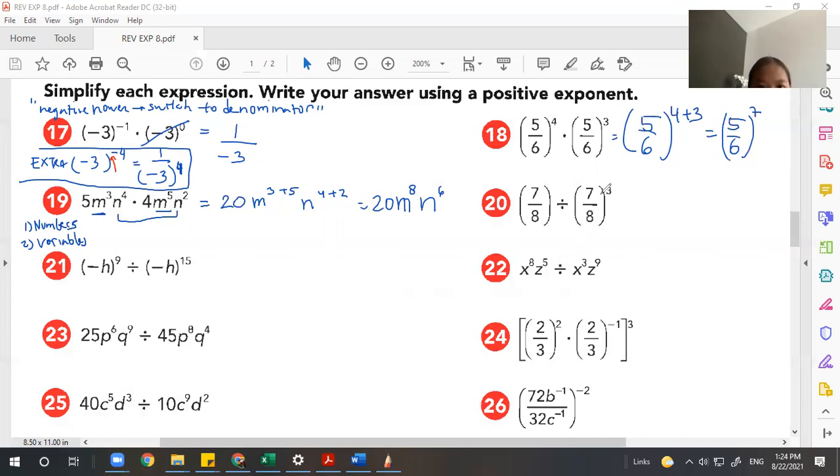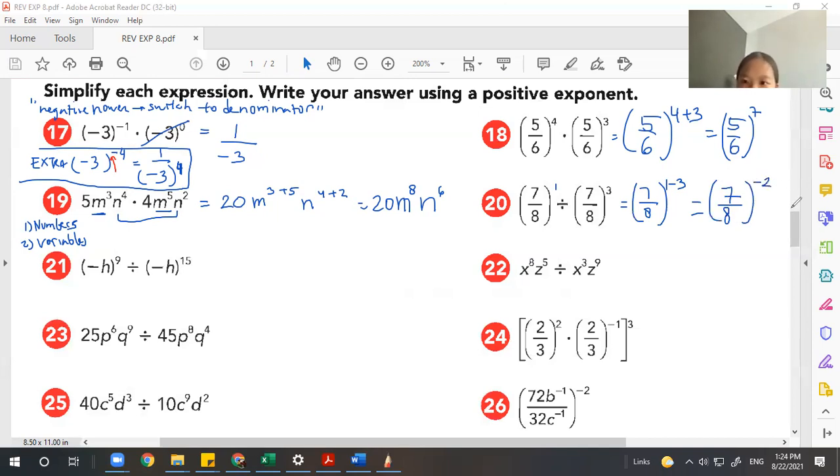How about number 20? It is the division, and it seems challenging, but actually it's not challenging at all. So if we don't have the power, what is our assumption? Power of something? 1. That's right. So if it is division, you have to subtract the power, right? You minus the power. 7 over 8 to the power of 1 minus 3. Okay, what's your answer, Stacy? Final answer?